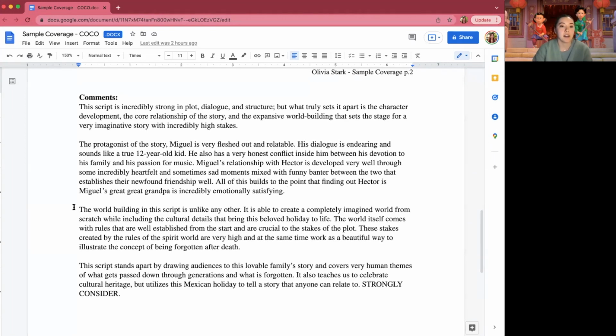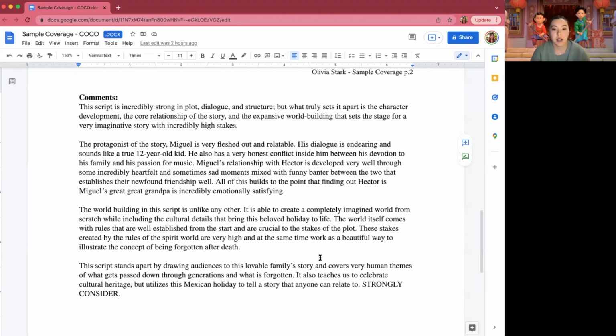Then in the second, or the third paragraph, I should say, I talk about the other things I liked, which is the world building and the stakes, which are kind of connected, right? So I write, the world building in this script is unlike any other. It's able to create a completely imagined world from scratch, which is true. They made up or imagined what the land of the dead really would be like, while including cultural details that bring the holiday to life.